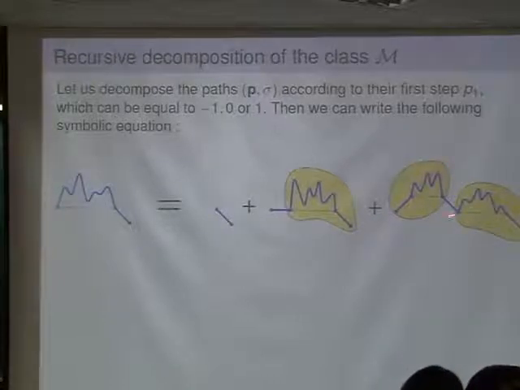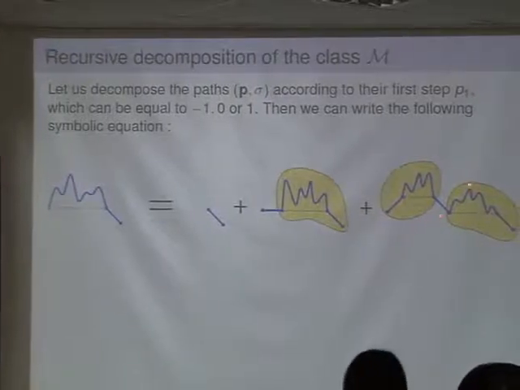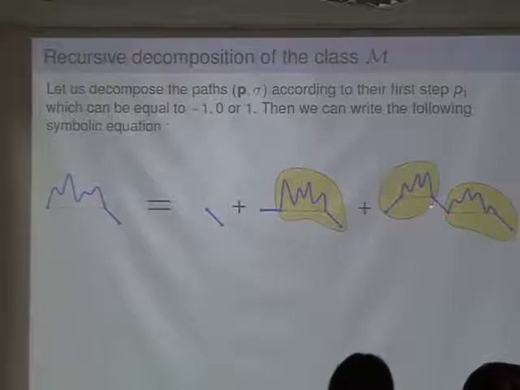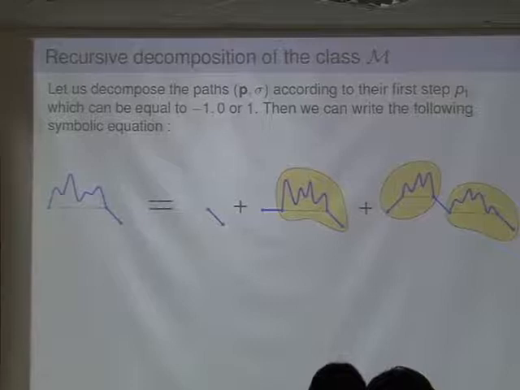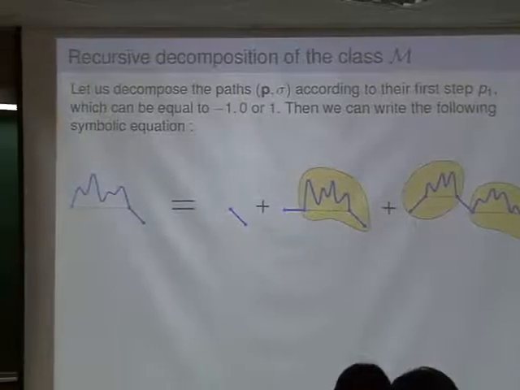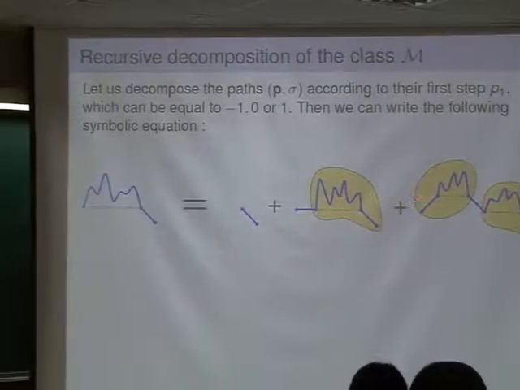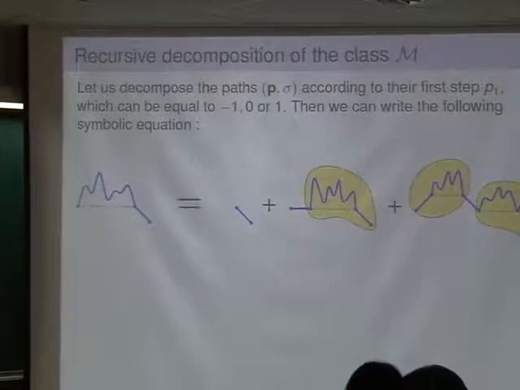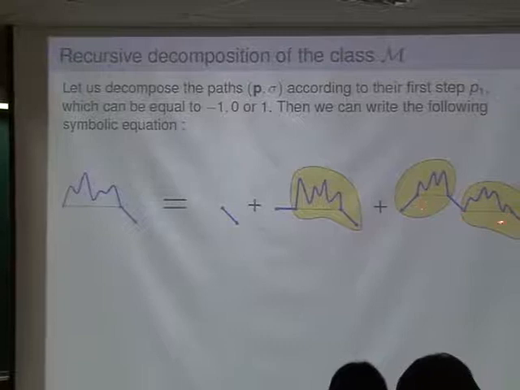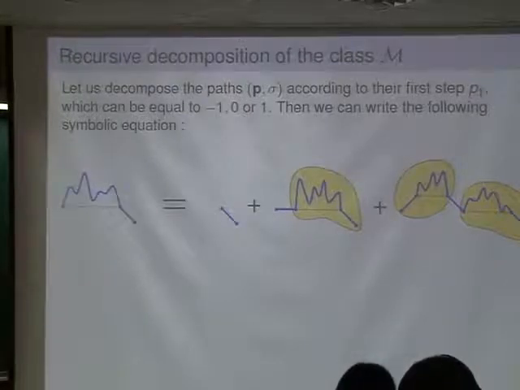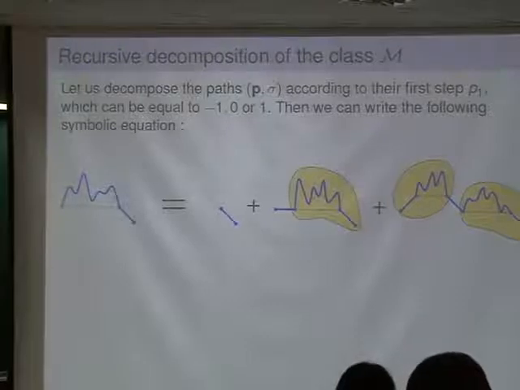Okay, so this decomposition means that I cut at the first step that goes from height 1 to height 0. Okay, the first time that you go back to the horizontal axis, then you cut. So what do you have? The path is cut in two parts, this part and this part. This part is quite easy. It's also a Motzkin path, okay, except up to relabeling things.